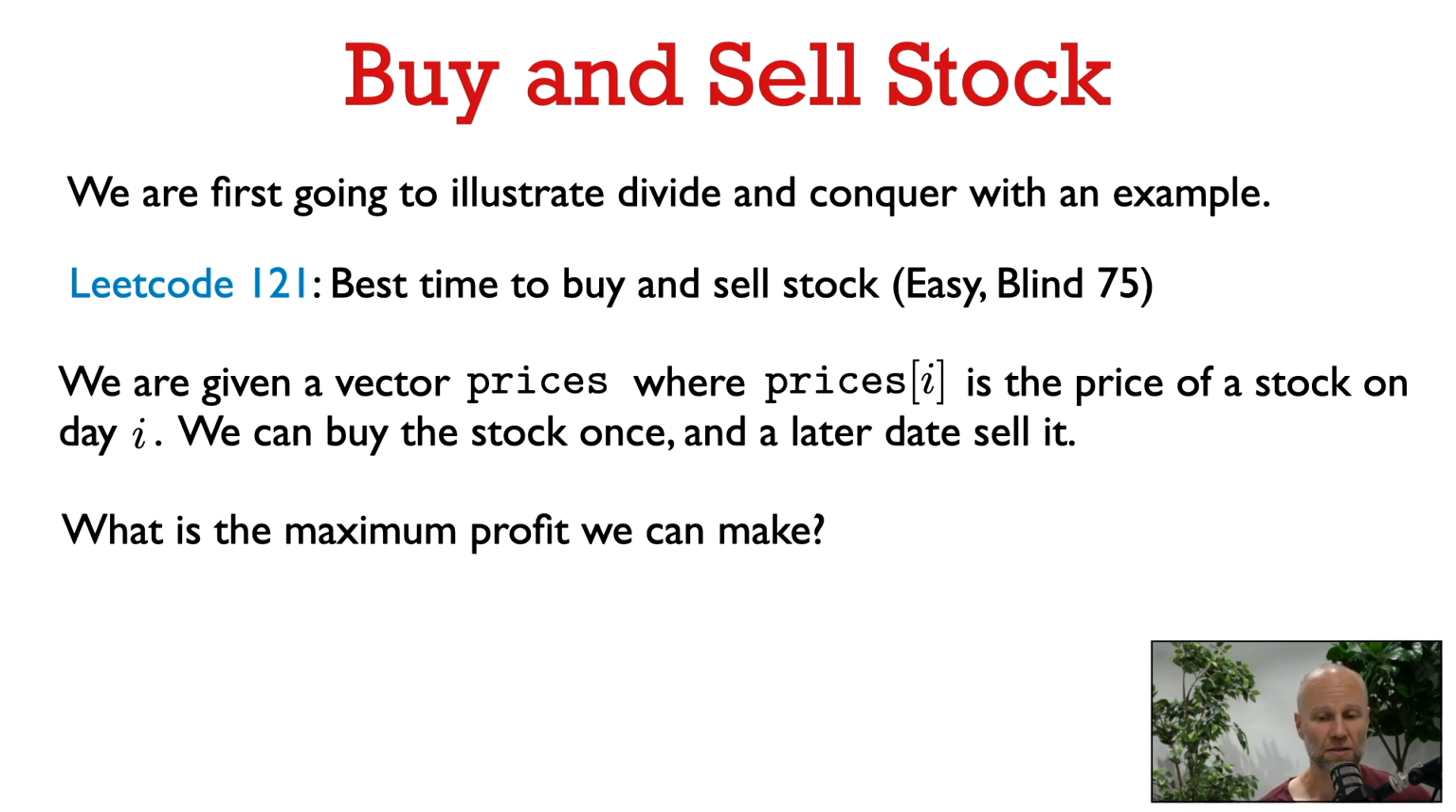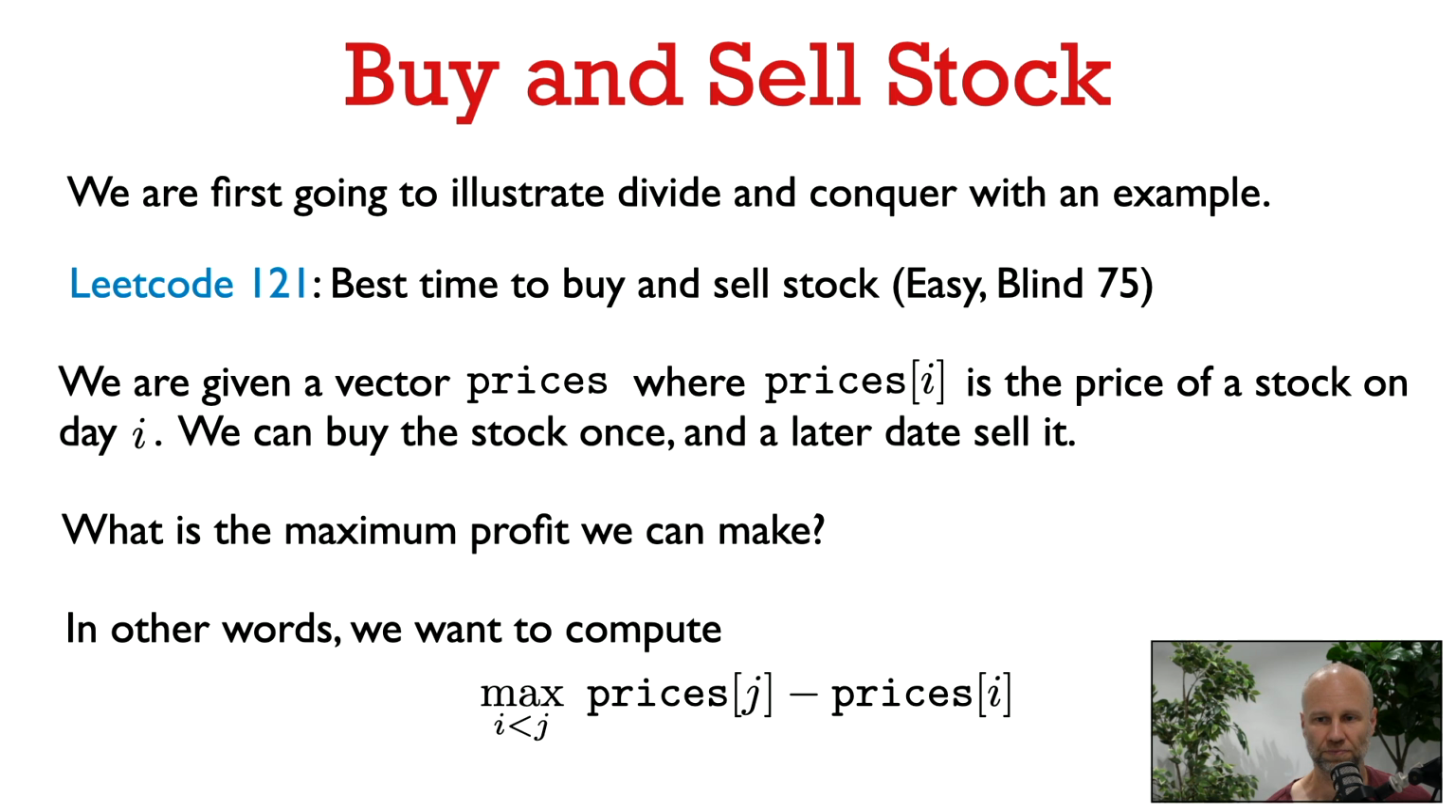At some point we can buy the stock, and then at a later date we can sell it. So note that we have to buy it before we can sell it. And we can also buy at most once and sell at most once. The question is, what is the maximum profit?